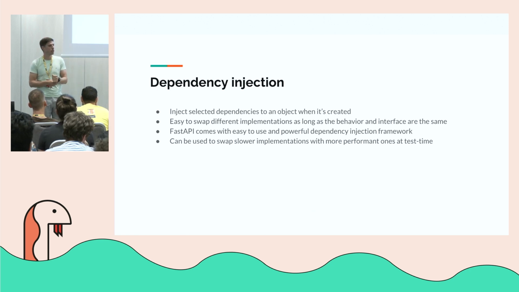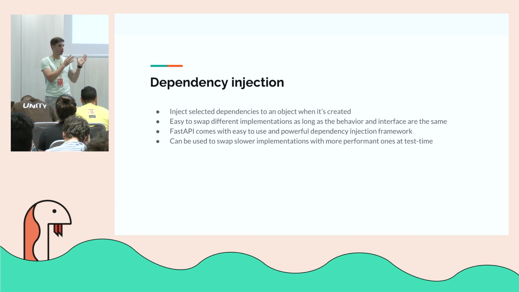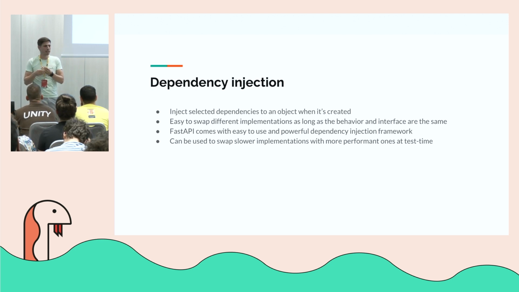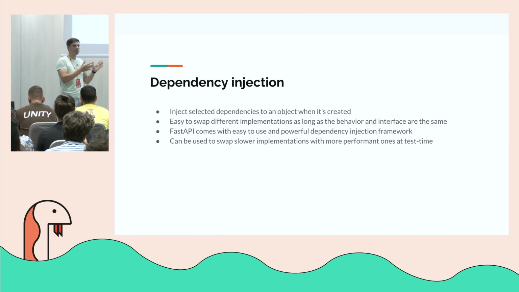So for example, we can use a much simpler and much more performant implementation for tests, and a real one, for example, that's actually using the database when the application server is running. If we can ensure that they both have the same interface and that they both have the same behavior, at least during test time, then we should be fine. And FastAPI, fortunately, comes with a very easy to use and very powerful dependency injection framework.